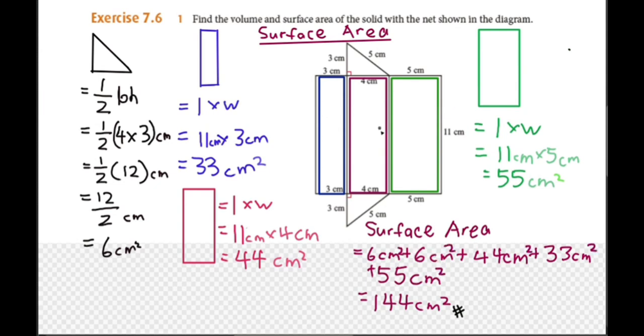Okay, now to find the total surface area of this solid, we have counted the surface area for all of the shapes here, so now all we need to do is add them together. Since we have two triangles and one triangle's area is 6 cm squared, we will add 6 cm squared plus 6 cm squared plus 44 cm squared, which is the red rectangle, plus 33 cm squared, which is the blue rectangle, and finally we add 55 cm squared, which is the green rectangle. At the end, we will get 144 cm squared.